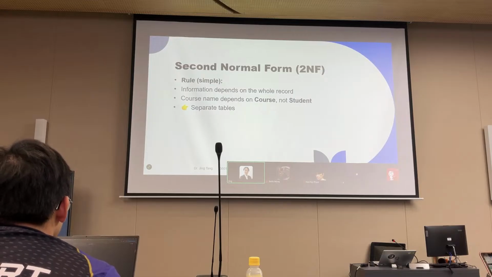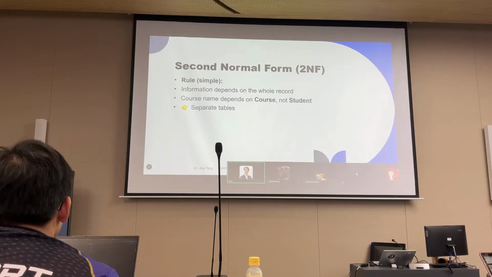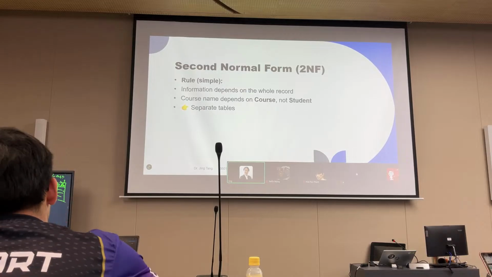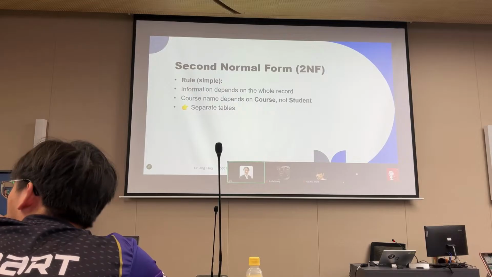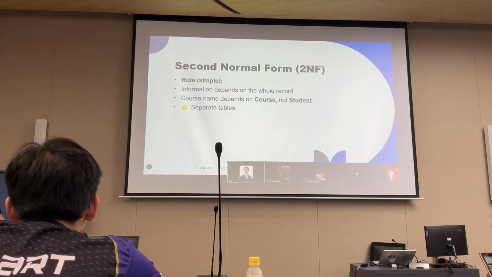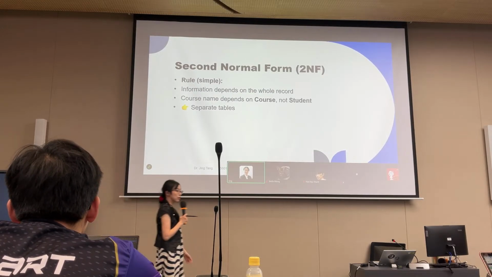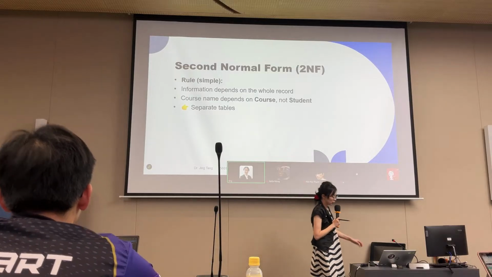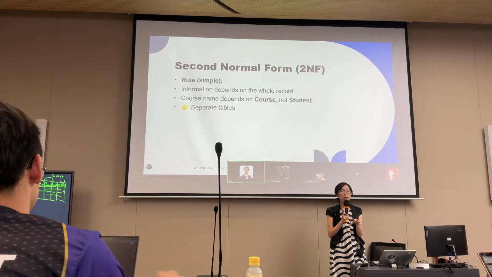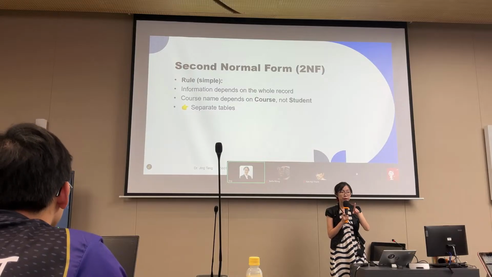Okay, no matter how you understand it, any way is fine. So if different projects, separate, or some column cannot depend on only part of the key. Okay, this one is 2NF. 2NF must satisfy 1NF.